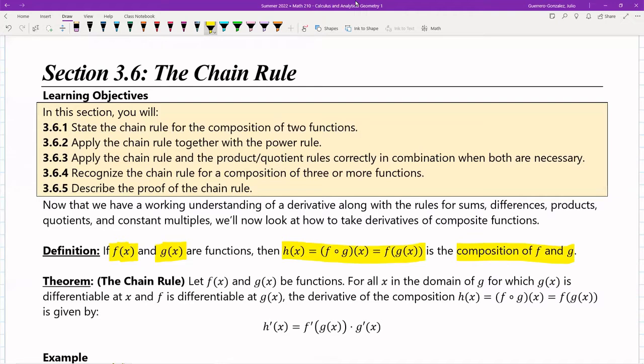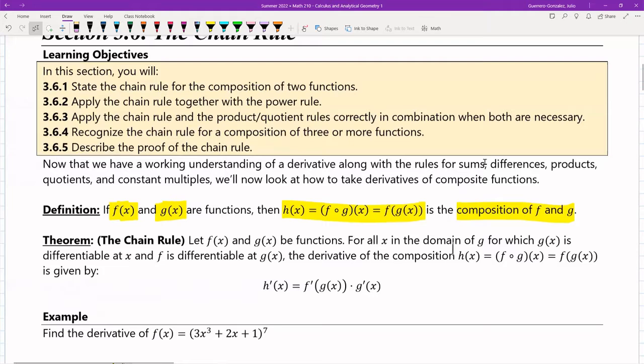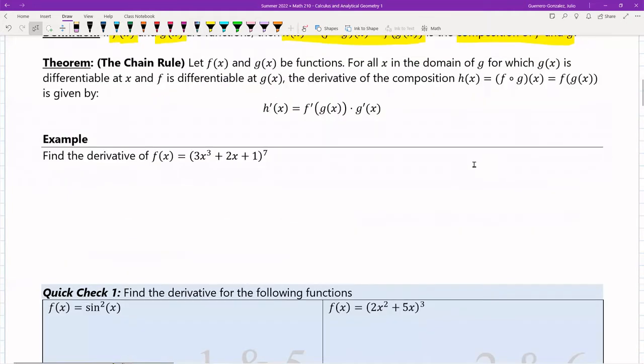So now let's get into the chain rule. Suppose that you have f of x and g of x being functions. Then for all the x in the domain of g, for which g is differentiable at x, and f is differentiable at g of x, the derivative of the composite function is given by this formula right here. I want to dissect this a little bit because this is in mathematical jargon, and it's easier that way.